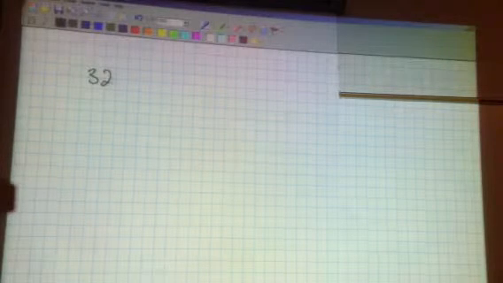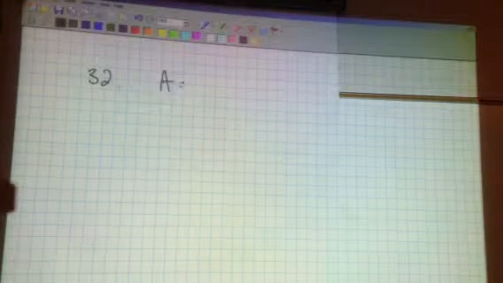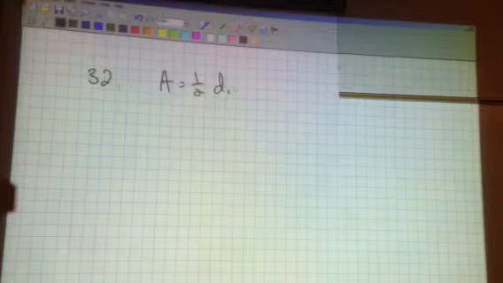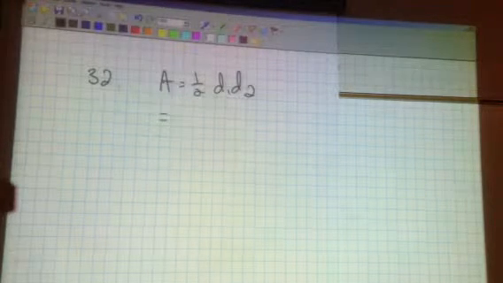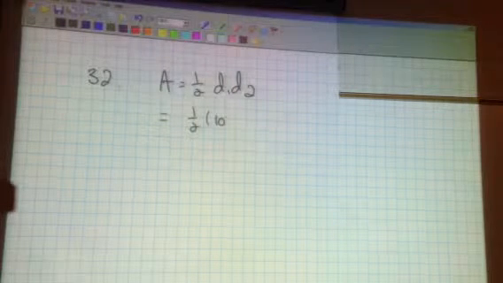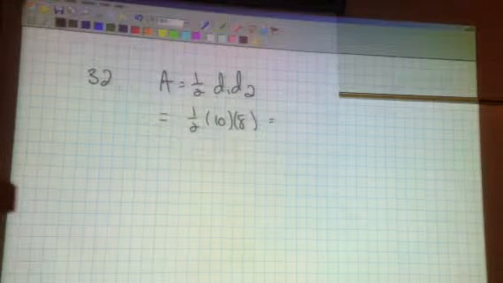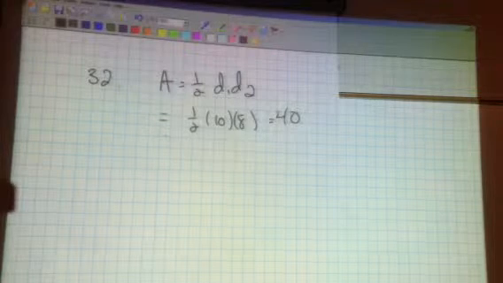All right, 32, find the area of the kite. So here we have our area of a kite formula, 1/2 of d1 times d2. And the picture tells you what both the diagonals are, so this is just simply plug and chug. So put that all together, and there you go.